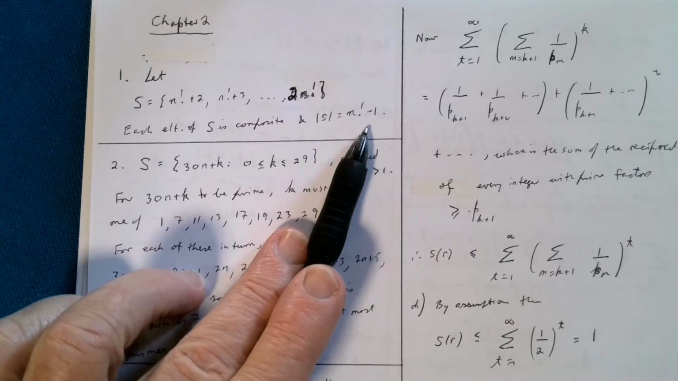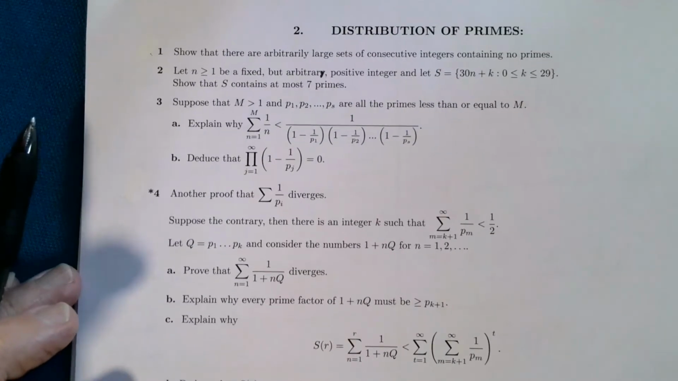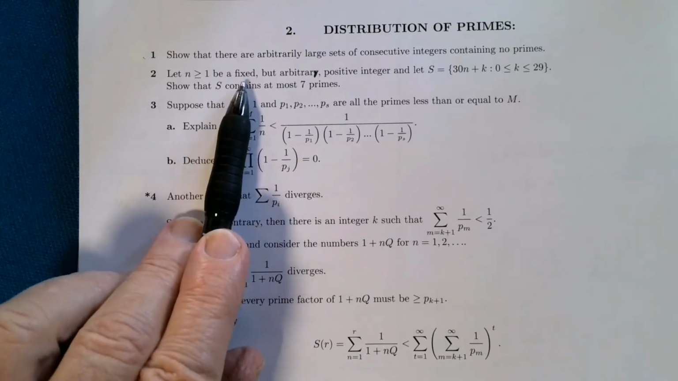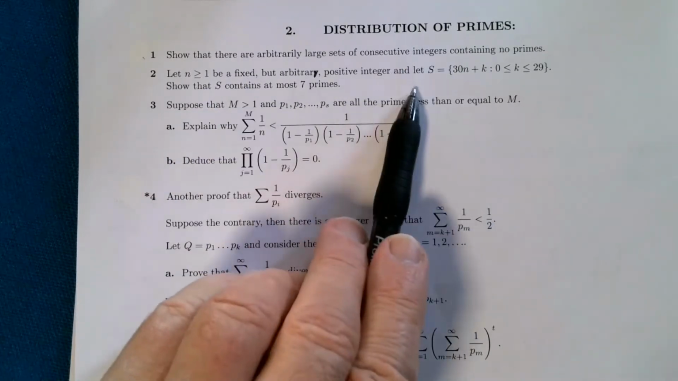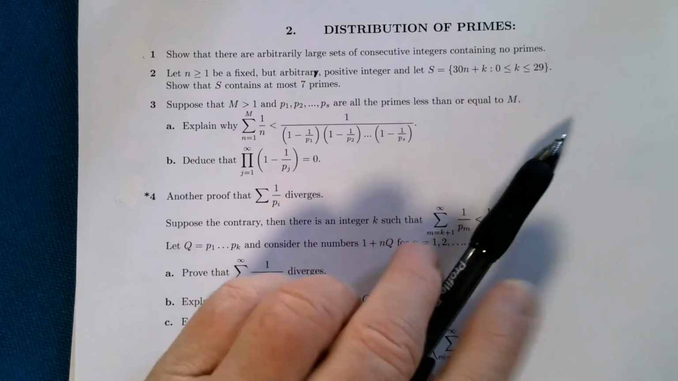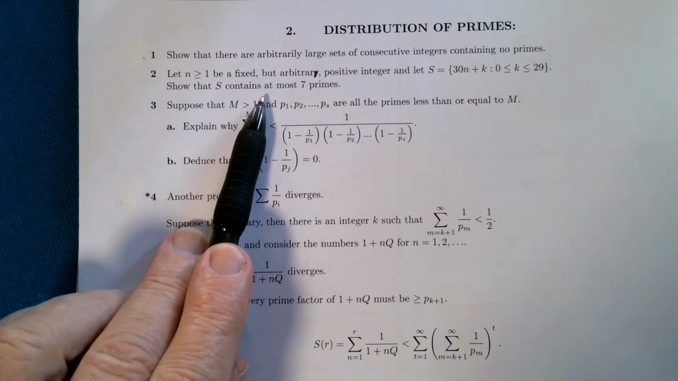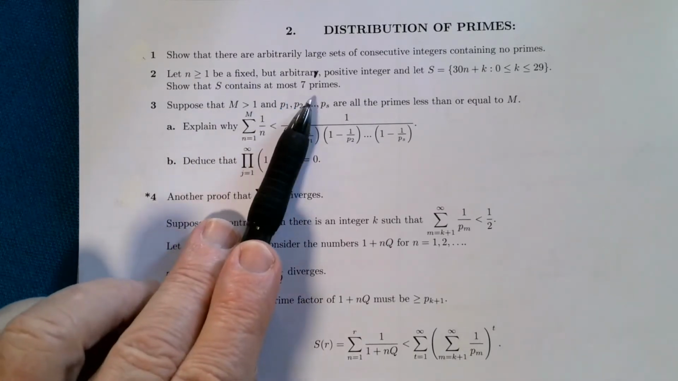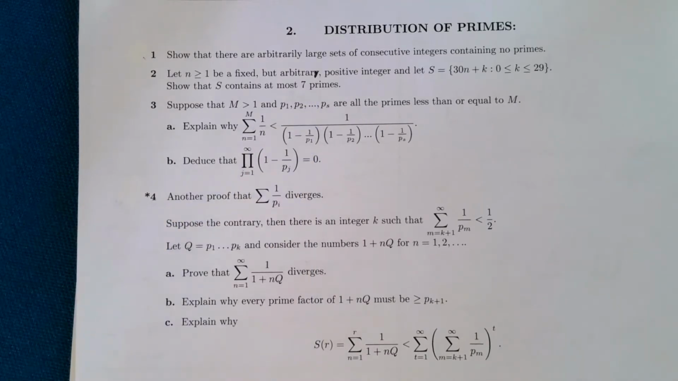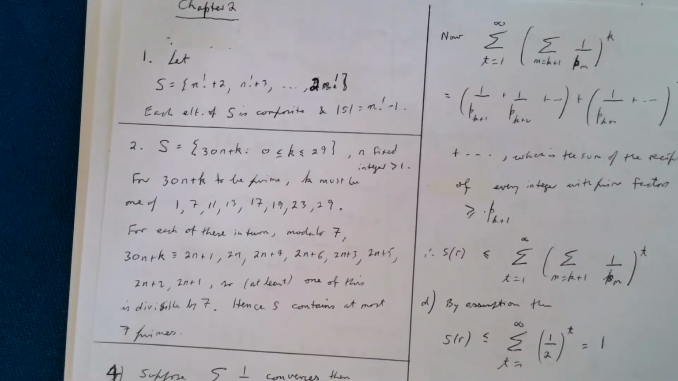The second question is slightly more odd. We take n bigger than 1, we fix this, so think of n as 100 or something, and we take S to be the numbers you get by multiplying n by 30 and adding k, where k goes between 0 and 29. You want to show that S contains at most 7 primes, for any n that you've picked. This is one of those brain teasery type problems. You might like to have a think about it before looking at the worked solution. So the solution goes something like this.